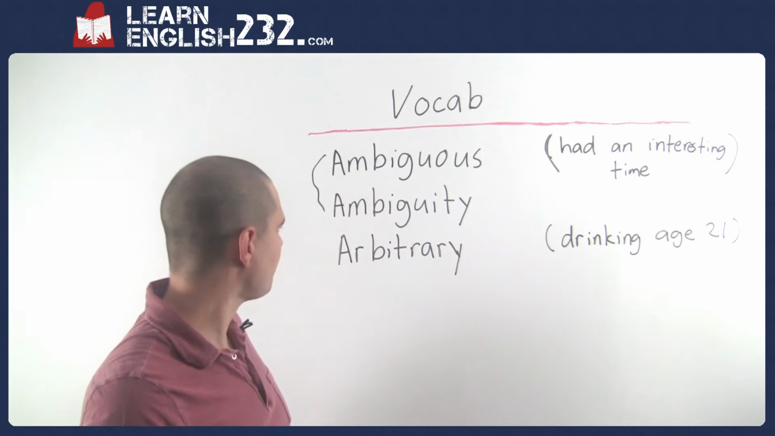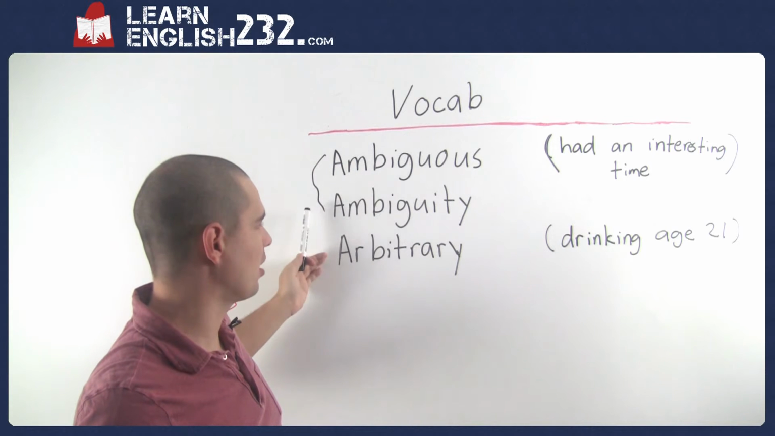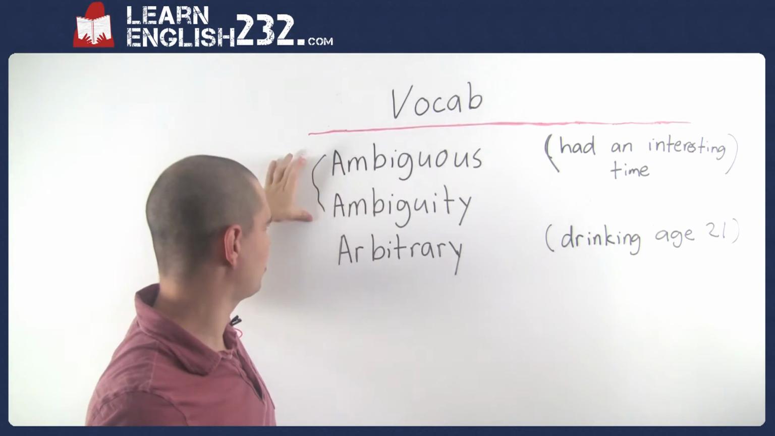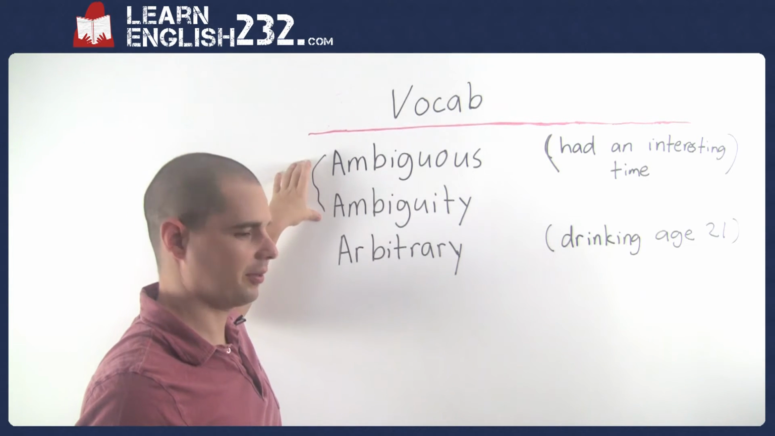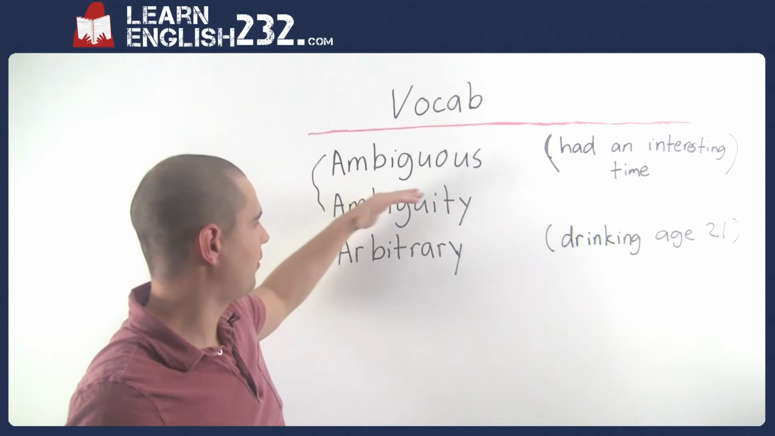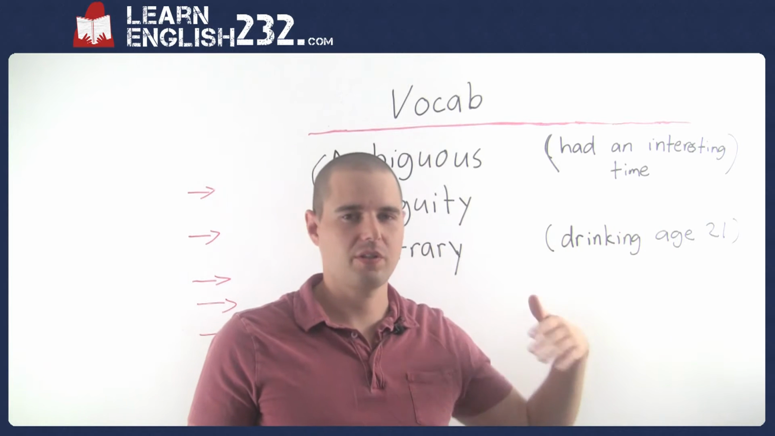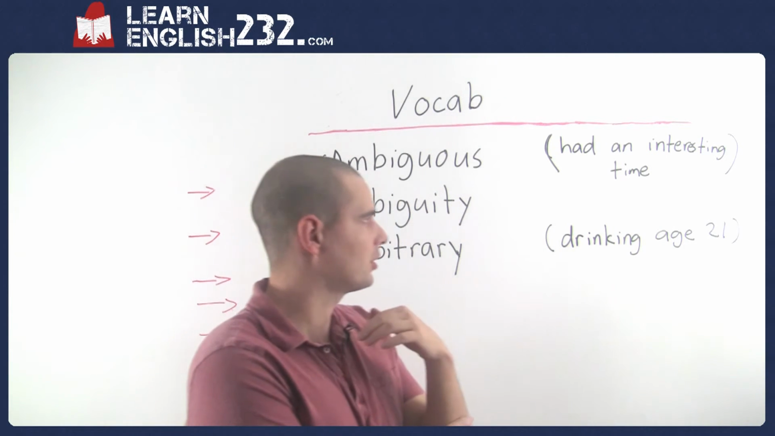But anyway, ambiguous, ambiguity, and arbitrary. So really there's two words that we're talking about here. These ones are connected. They come from the same root word. They're just used in a different part of speech, so they have the same meaning. It's really the same word, but it's used differently. So I'll show you what I mean.